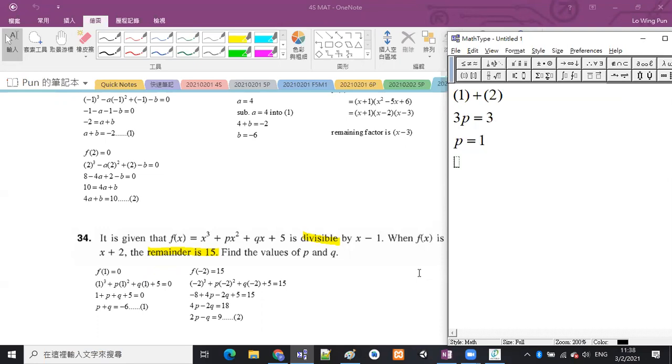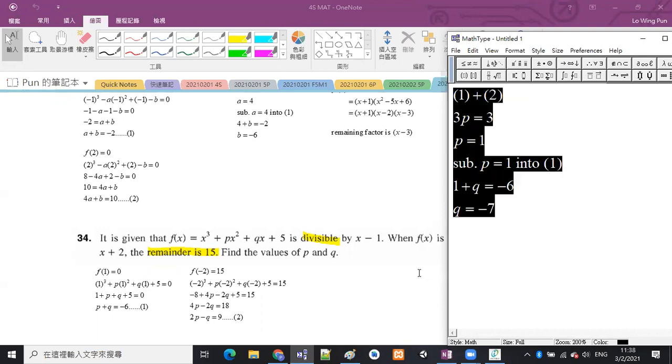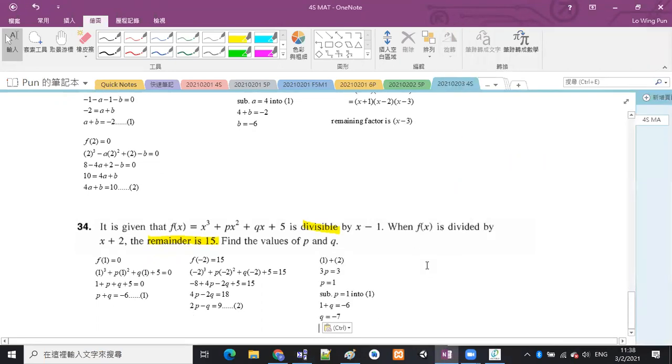And then we just substitute the value of p into either one of the equations. So 1 plus q is negative 6, and then q is equal to negative 7. And it's like this.